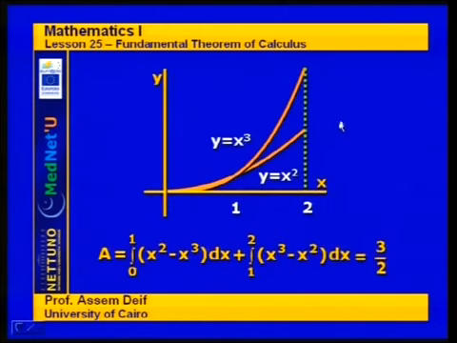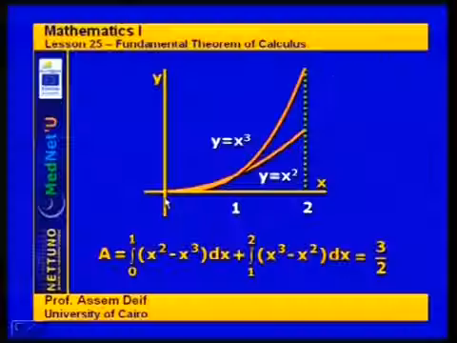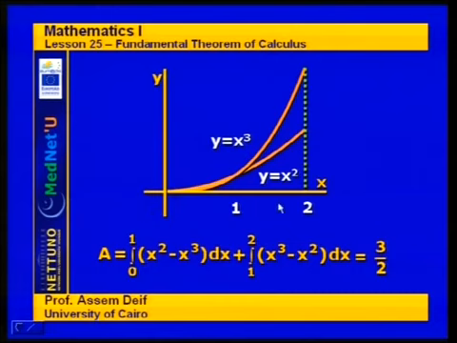Here again, for example, you have x squared and x cubed. X cubed is smaller from 0 to 1, whereas it's greater than x squared from 1 to 2. So from 0 to 1, since x squared is greater, you calculate the integral of x squared minus x cubed, whereas from 1 to 2, you carry on the integral of x cubed minus x squared dx, and you finally end up with 3 over 2. And this is the area between the two graphs, the sum of both areas, in fact.